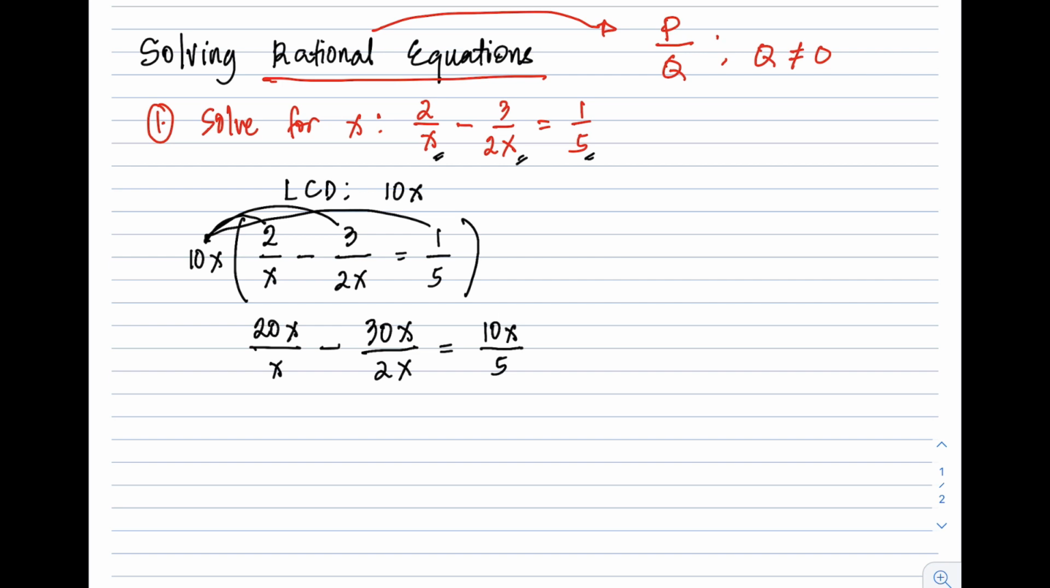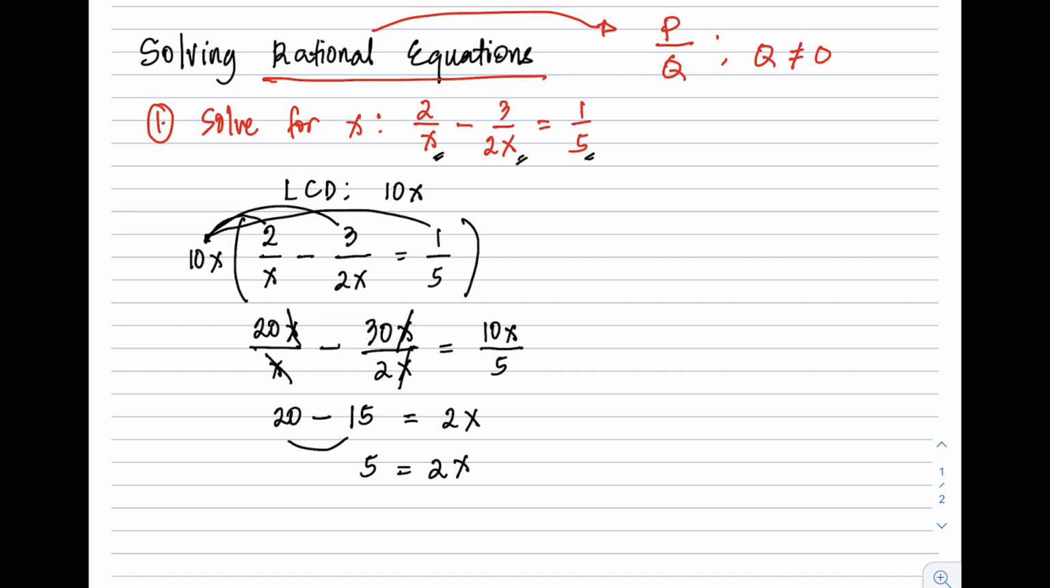So 20x over x, so makakancel yan, that is 20, minus 30x divided by 2x, we have 15. Then makakancel yung ating x. Equals 10x divided by 5, that is 2x. Then combining like terms, 20 minus 15, we have 5 equals 2x.